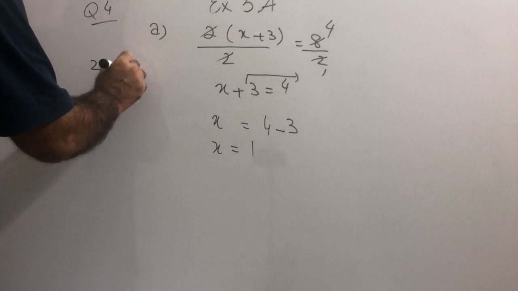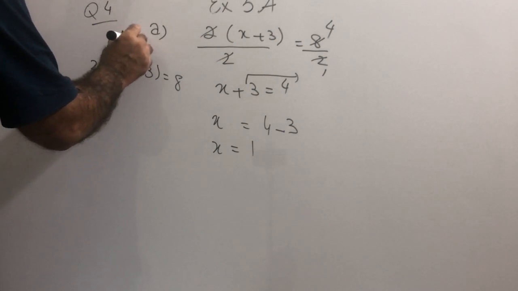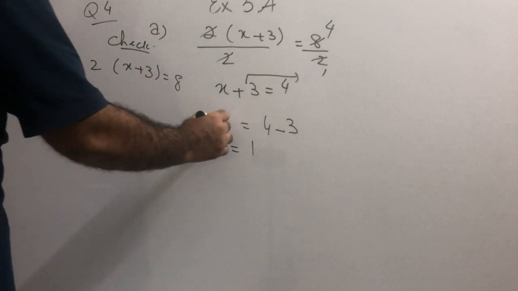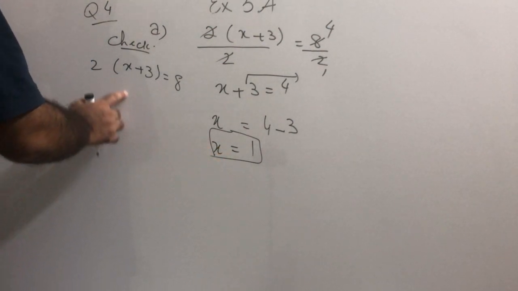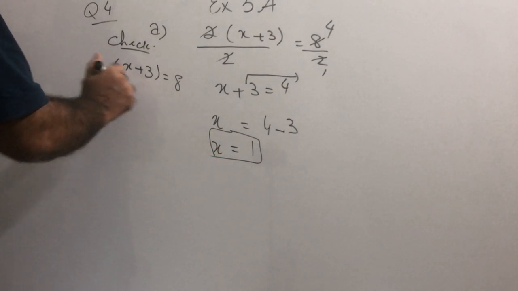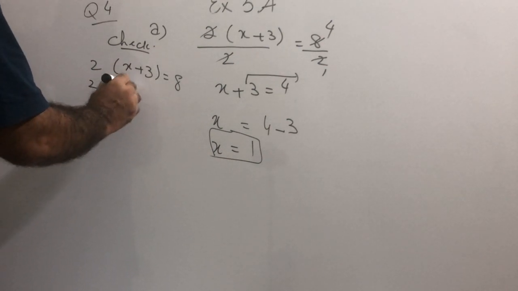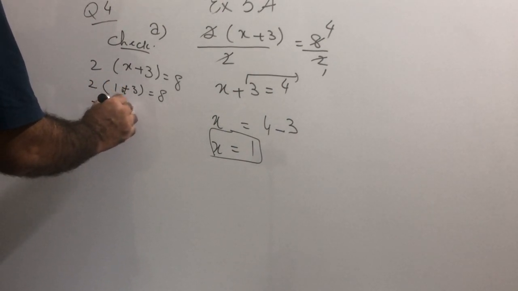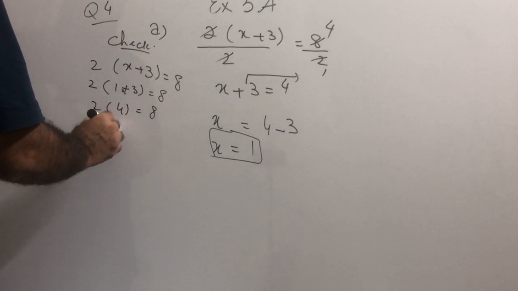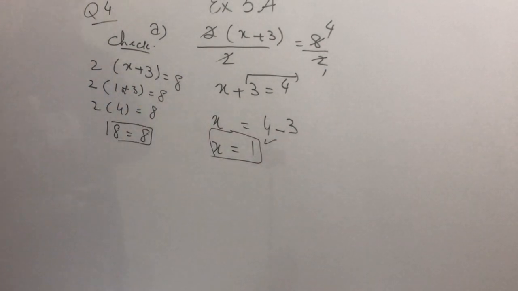The question was 2 into x plus 3 is equal to 8. If you want to check whether this answer is correct, we will place the value of x in this equation. It becomes 2 into 1 plus 3 is equal to 8. 1 plus 3 is 4. 2 into 4 is 8. 8 is equal to 8. So both sides are equal. It means our answer is correct.